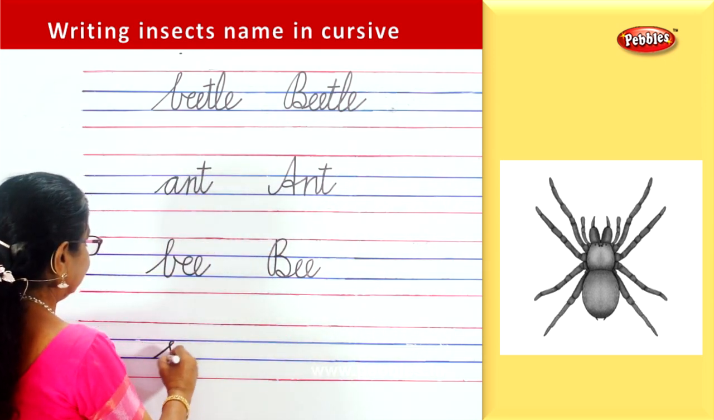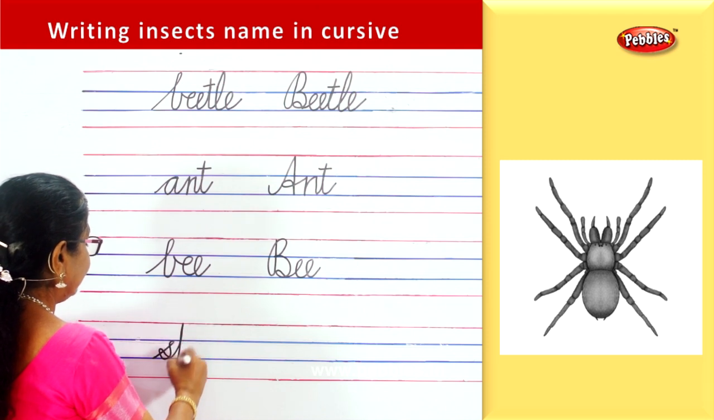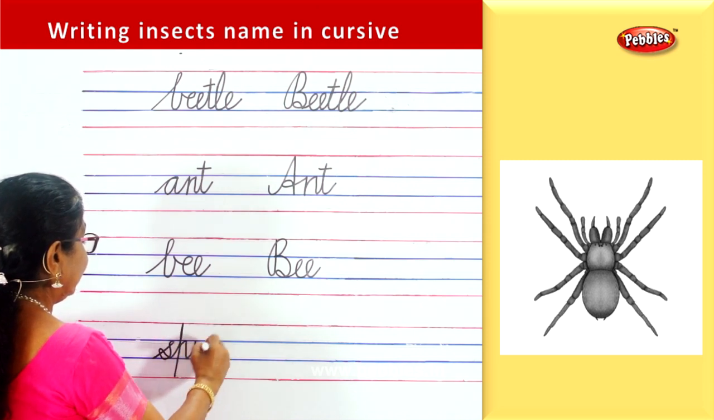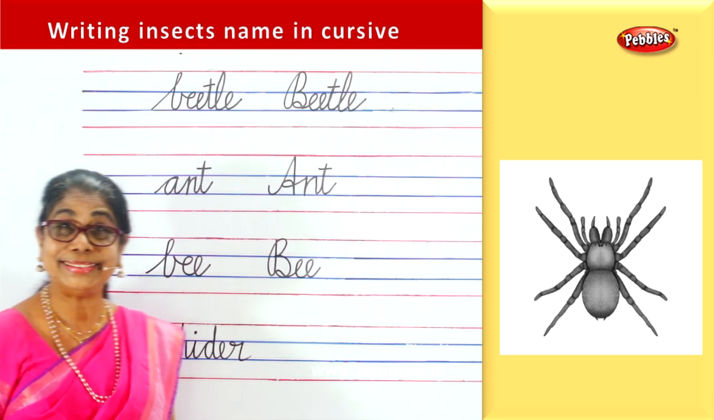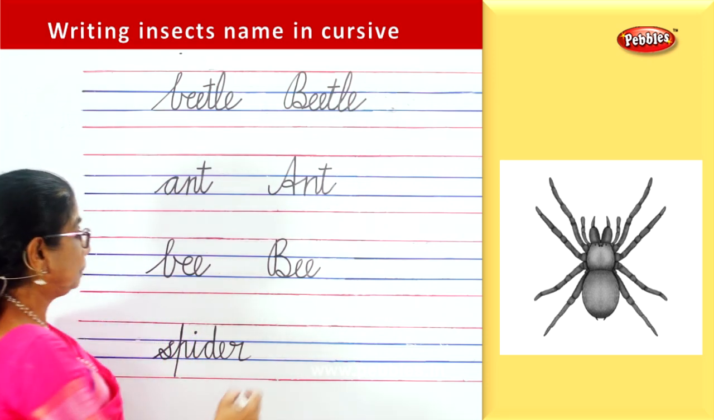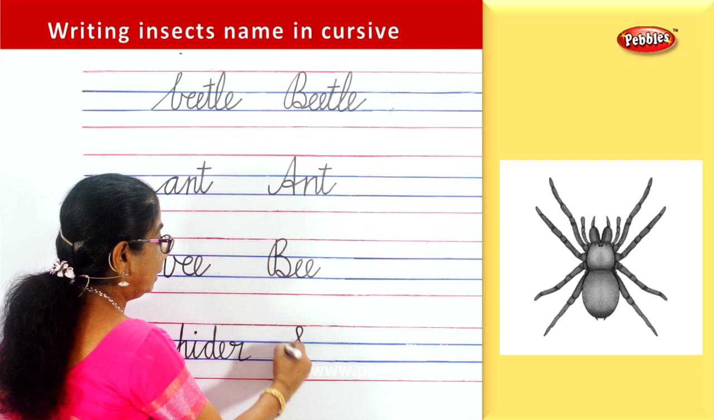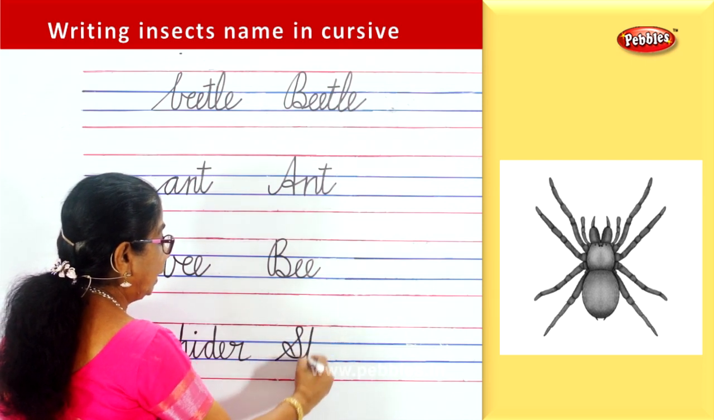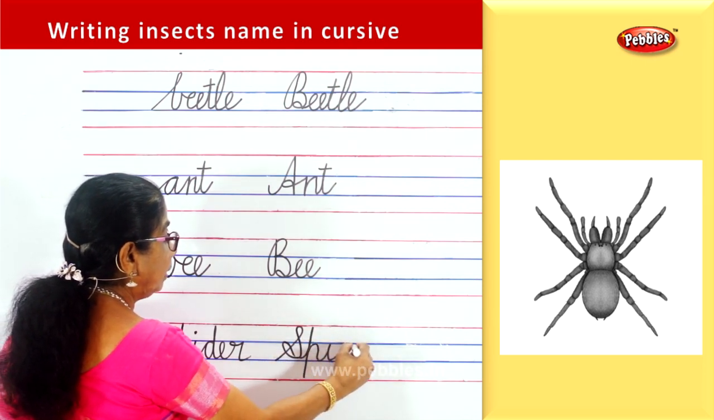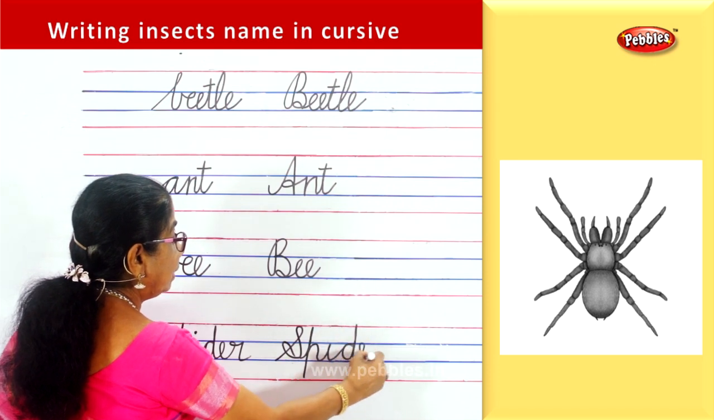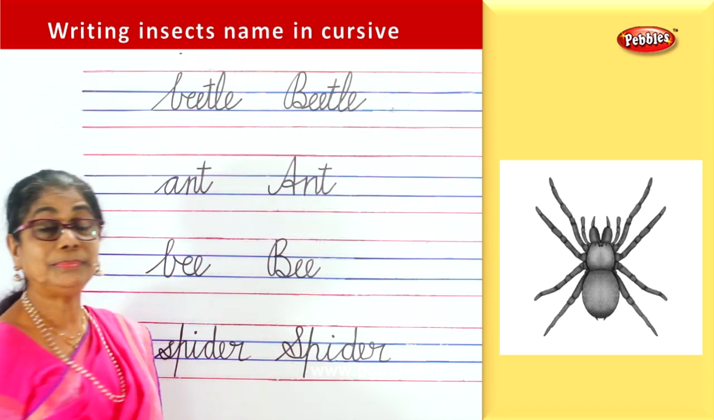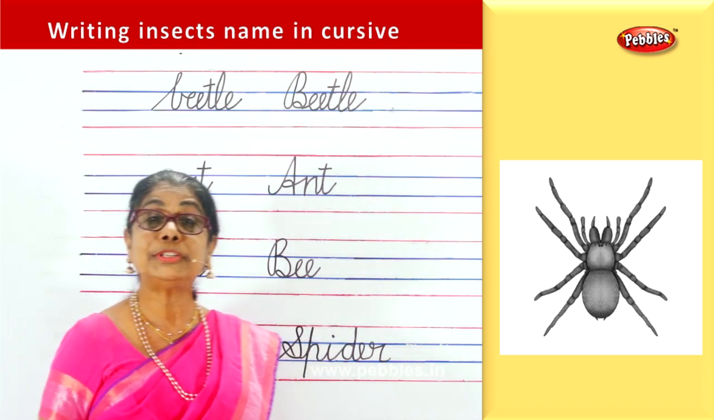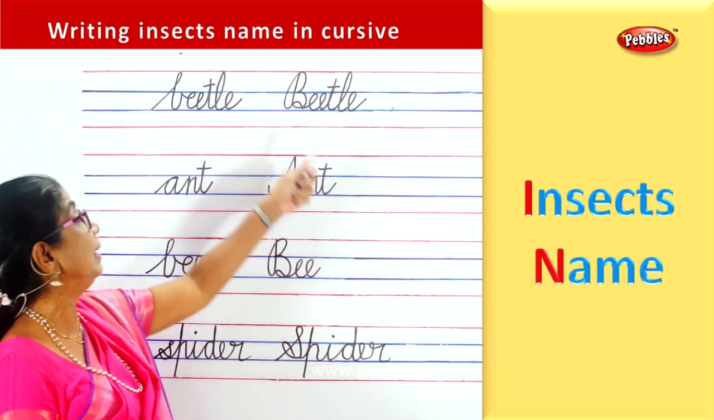S, P, I, D, E, R. Spider. Let's write the S capital. S, P, I, D, E, R. Spider. Let's look at the names of insects that we wrote already.